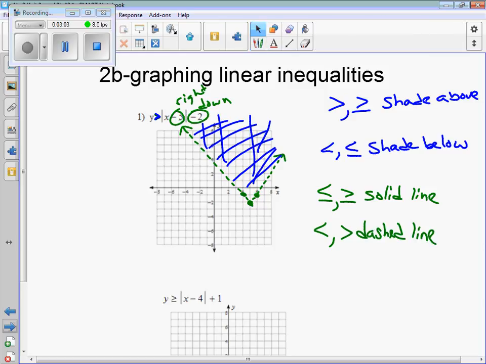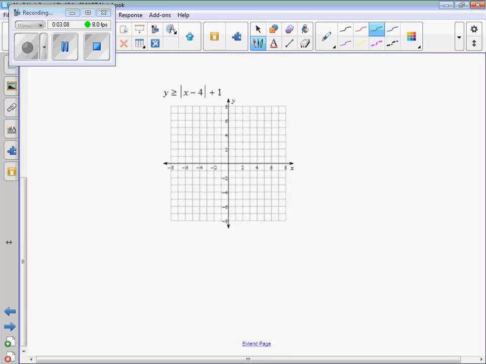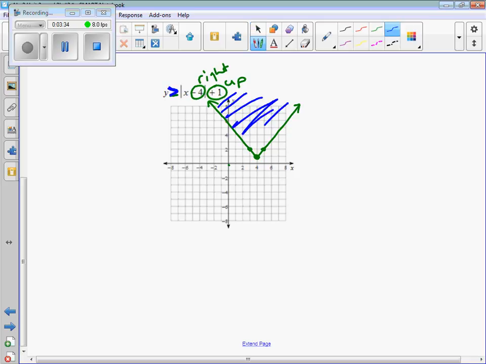Okay, so graphing this last one. Up 1, right 4. Get your points. It is an equal to, so it's solid. And then again, this one's greater than, so we do shade above again. If it was less than, we would shade below the line.